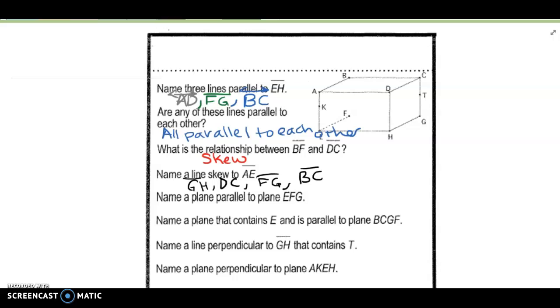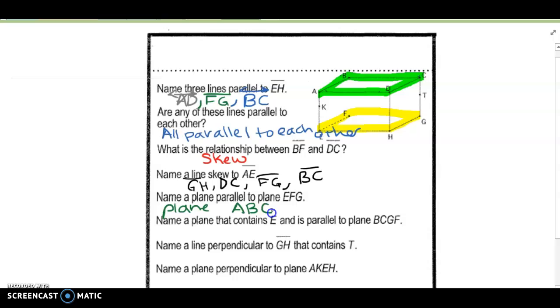All right, so if we look at the next question, it says name a plane parallel to plane EFG. Now we want to highlight EFG so we know what it is. So if this is like a box, think of that as the bottom of the box. So a plane that's parallel will never intersect it. Wouldn't that be this top box right here? And remember, you have to pick any 3 of these points to name the plane. So we could say plane, I don't know, we'll make it easy. Let's just say plane ABC is parallel to the other plane.